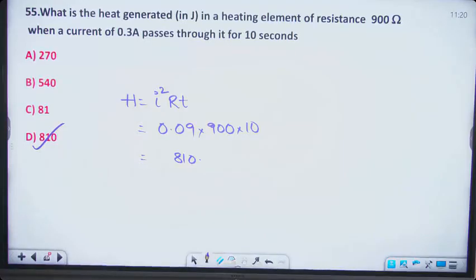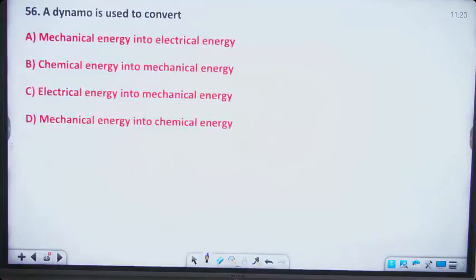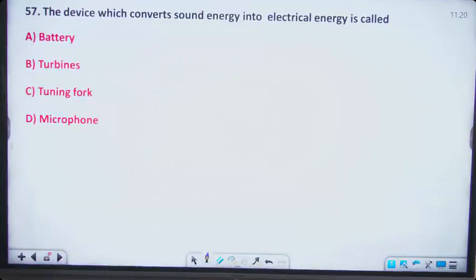H equal to I square into RT. 0.09 into 900 into 10. A dynamo is used to convert mechanical to electrical energy. A device which converts sound energy to electrical energy: microphone.